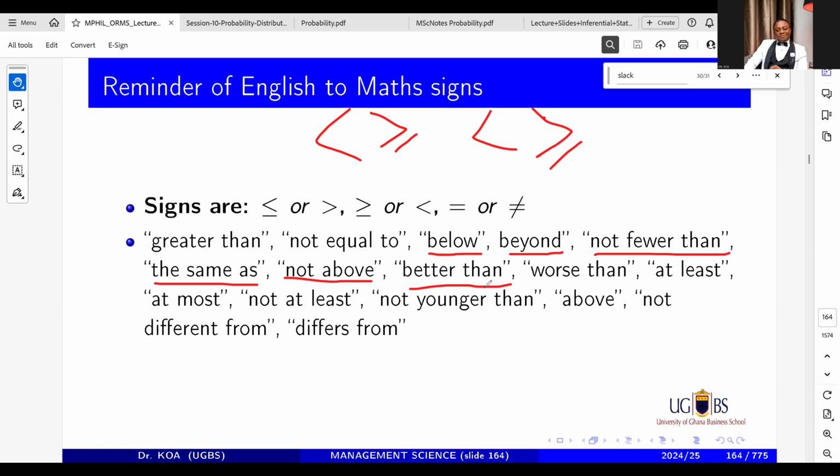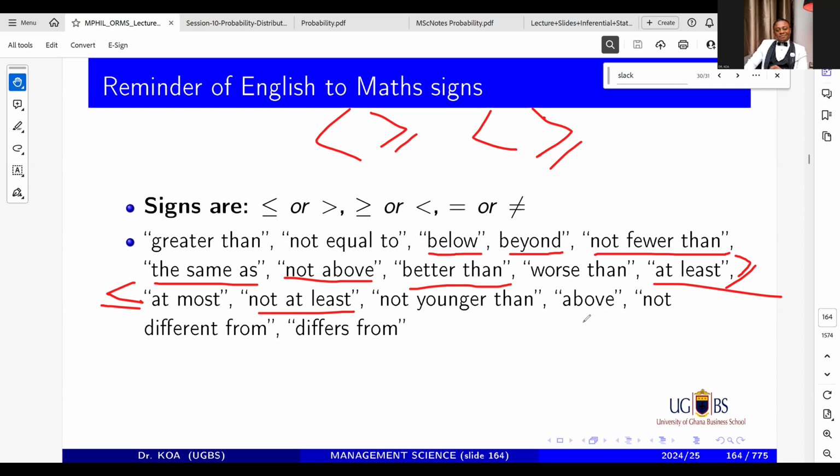Better than is greater than. Good. What symbol is "worse than"? That is less than. What symbol is "at least"? At least is greater than or equal to. What symbol is "at most"? Less than or equal to. What symbol is "not at least"? Excellent, Joel. That is less than. And then, of course, younger than is less than, so not younger than is greater than or equal to.